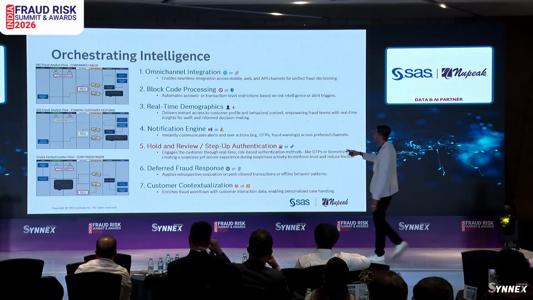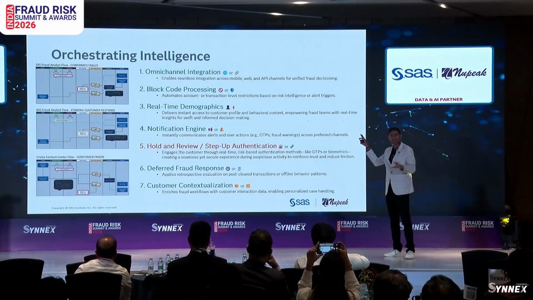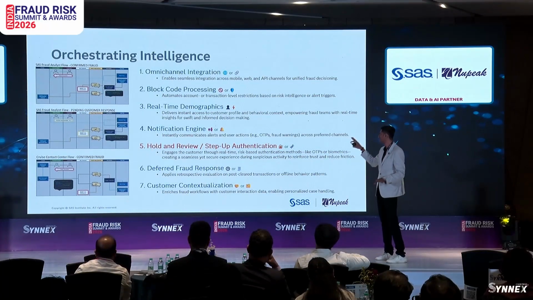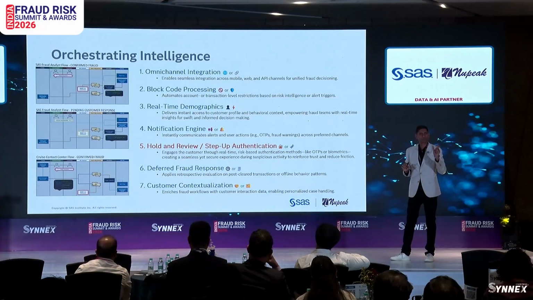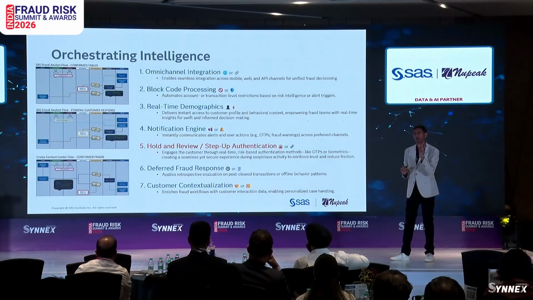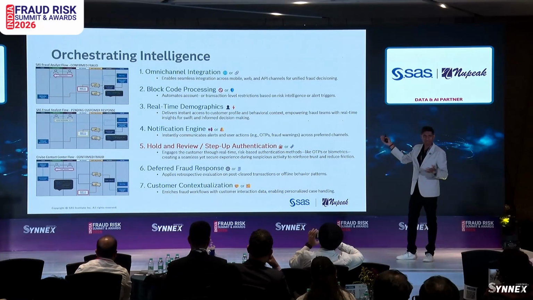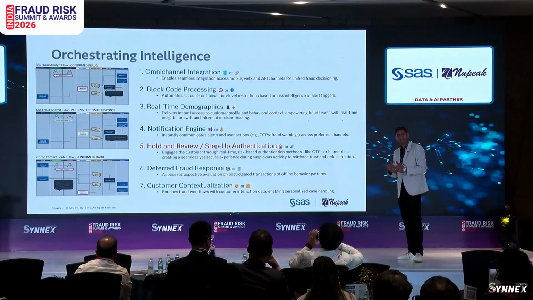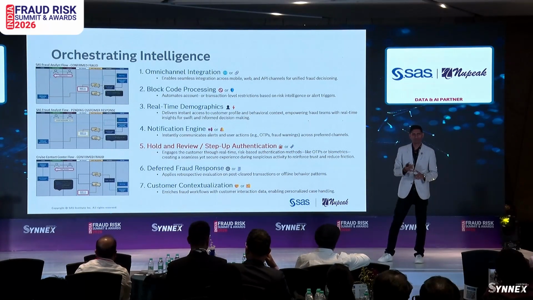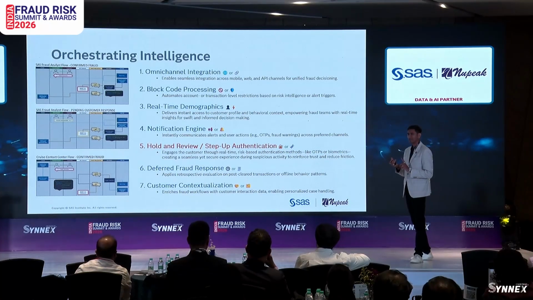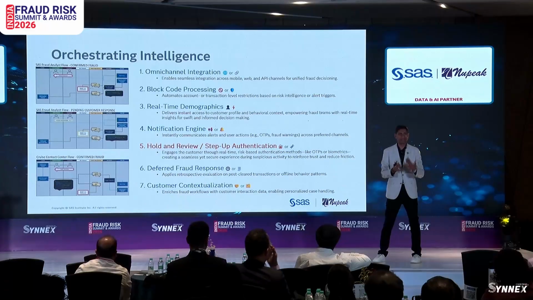Very simple 7-step approach. Integrate with different kinds of sources, different kinds of channels: UPI, card, ATM, transaction data. Block code processing, this is very important. Different fraud typologies have a different kind of code. That process, then you get the customer demographic in real time. Then there is a notification engine, and then it will be decided whether I should approve the transaction, whether I should hold the transaction, or whether I should validate with the end customer by IVR call or any other means.